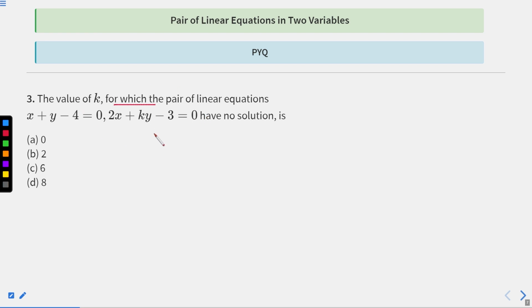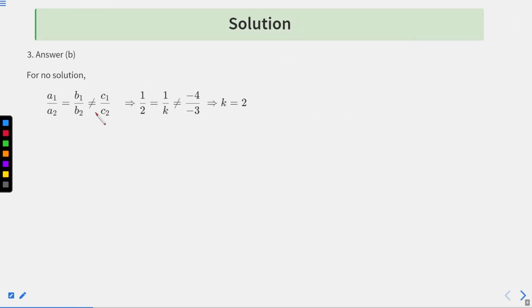And for no solution of a pair of linear equations, a1/a2 = b1/b2 but does not equal c1/c2. So here we'll use this condition and then we will find the value of k. So for no solution, we know a1/a2 = b1/b2 but does not equal c1/c2.